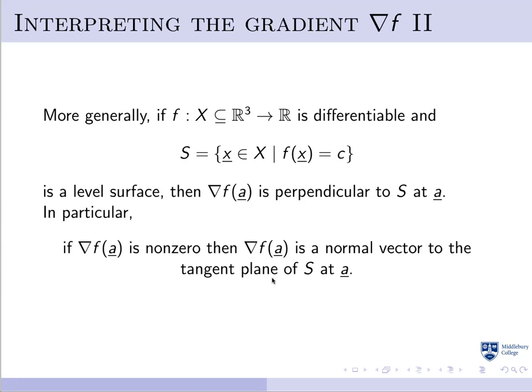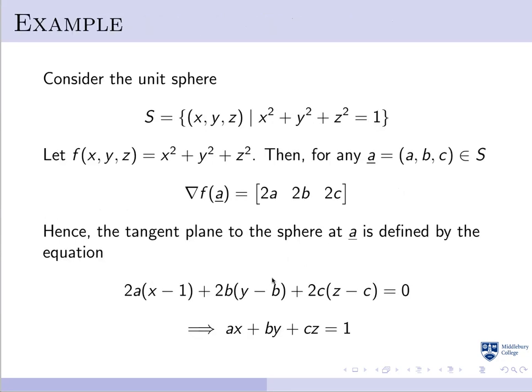This is something we've already seen when we've looked at level surfaces, which arise as graphs of functions. We've seen that the tangent plane to a graph has normal, which comes from the gradient of our function f. Here's an example for the unit sphere that allows us to compute the tangent plane at any point A.